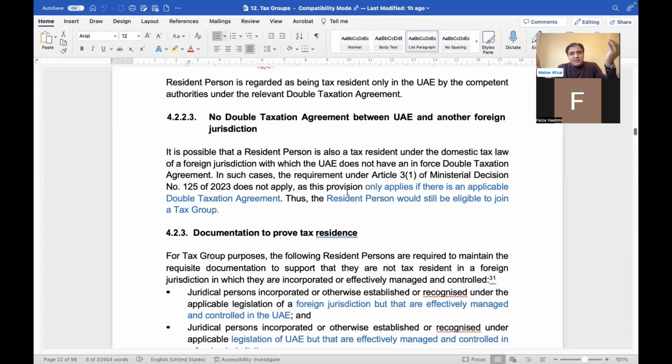If the double tax treaty doesn't exist between the respective countries, still the person can become a part of the tax group if all other conditions are being fulfilled. There are two possibilities where the person can become a part of the tax group: the double tax treaty exists or it doesn't exist. But there is a change during the year, we have already discussed. The change will be effective from the start of the respective tax period.